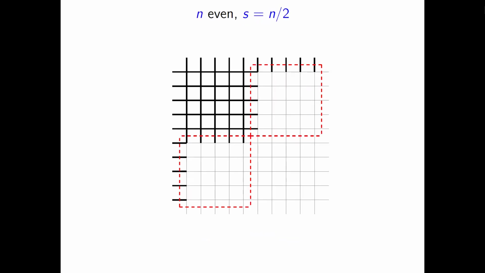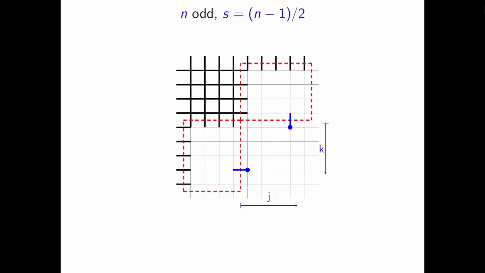Another property appears if you consider n even and S exactly equal to n over 2. Then what you see is that you have exactly 5 lines, in this case, S lines in general, entering from the top and going to the left. So you have in your top right corner an ASM. You have another ASM here down in the bottom left corner. And so the total enumeration will be just the square of the ASM enumeration of size S equal to n over 2.